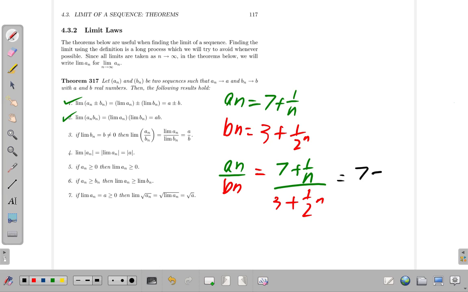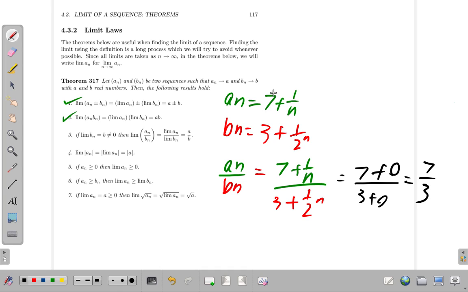Let's see. This is 7 plus. As n gets larger and larger, 1 over n gets smaller and smaller, so this will tend to 0, divided by, as n gets larger and larger, here, 2 to the power of n will become larger and larger. You see that? While 1 over that larger number would result in a smaller and smaller answer. So we have 3 plus 0. So the limit of an divided by bn is 7 over 3.